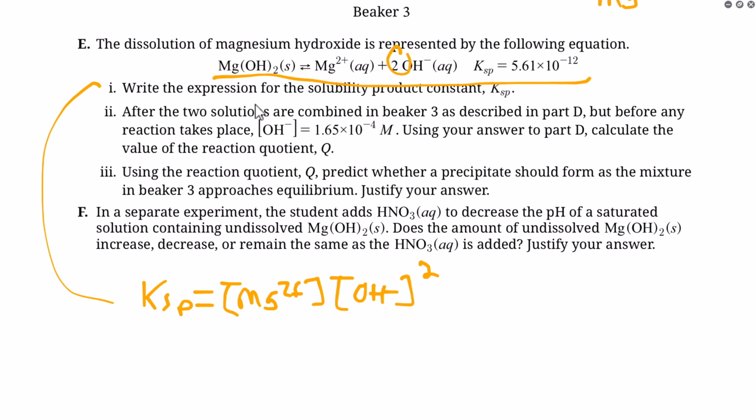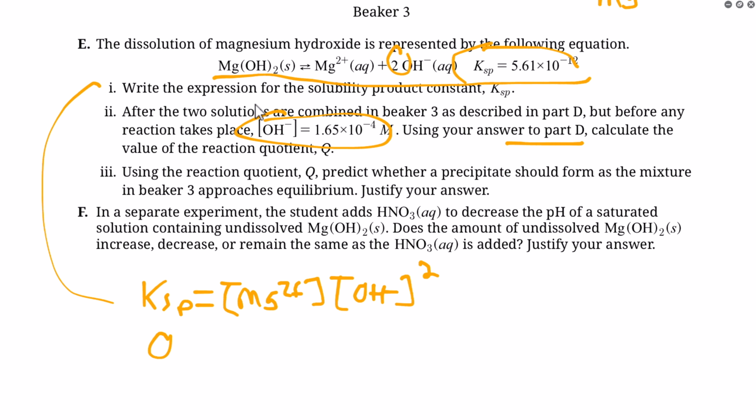It says, after the two solutions are combined in beaker 3 as described in part D, but before any reaction takes place, the OH minus is 1.65 times 10 to the negative fourth. Using your answer in part D, calculate the value of the reaction quotient. So in this case, we're not going to be solving for K. We're actually given the value for K, but we're going to be solving for Q. And it appears in the next question, we're going to be comparing Q and K in order to figure out if a precipitate is formed.